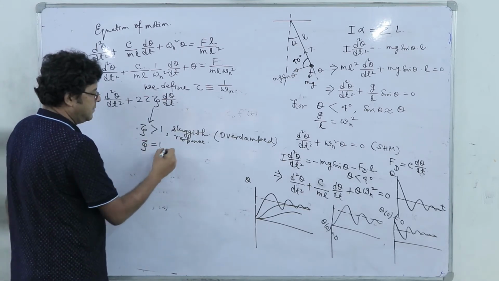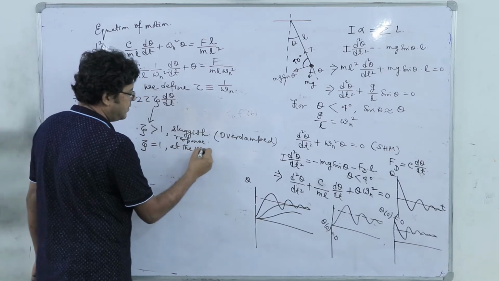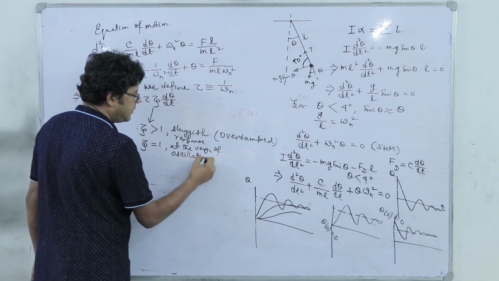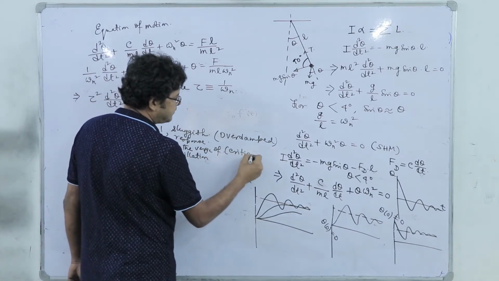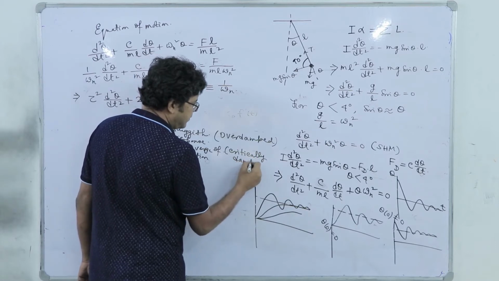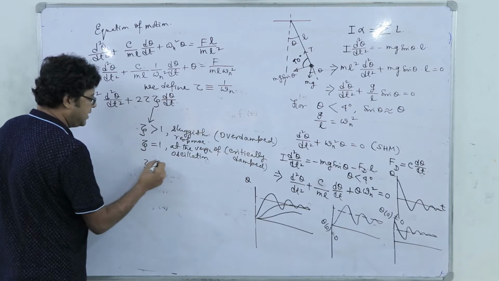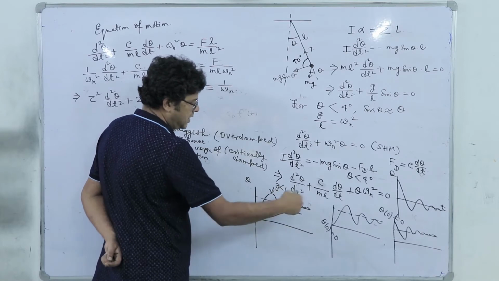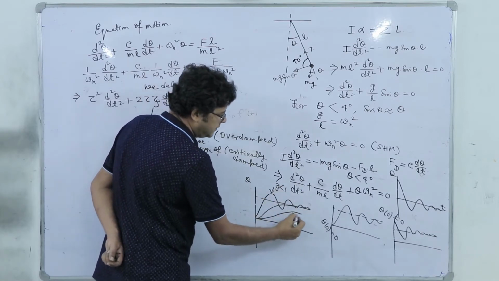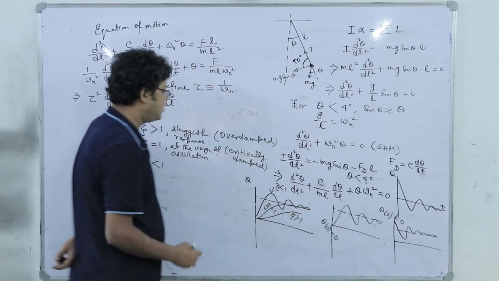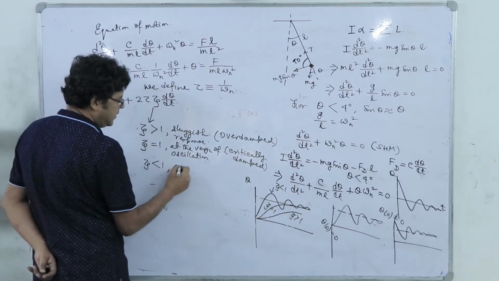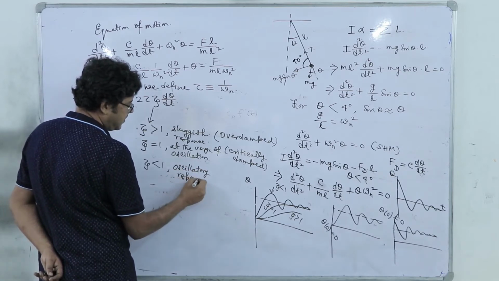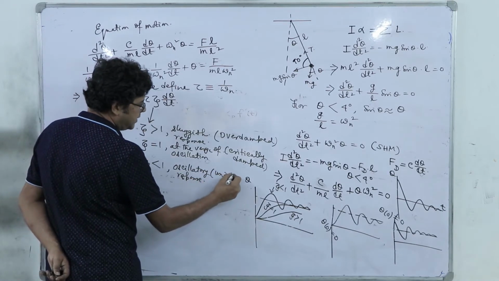And zeta equal to 1, at the verge of oscillation, is called critically damped. However, for zeta less than 1, it will give you an underdamped response, or oscillatory response. This is zeta greater than 1 and this is zeta equal to 1. So zeta less than 1 is the oscillatory response, and we call it underdamped.